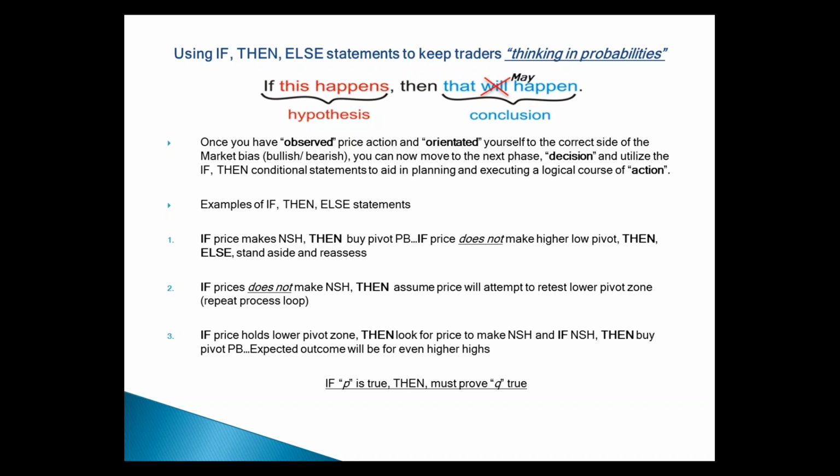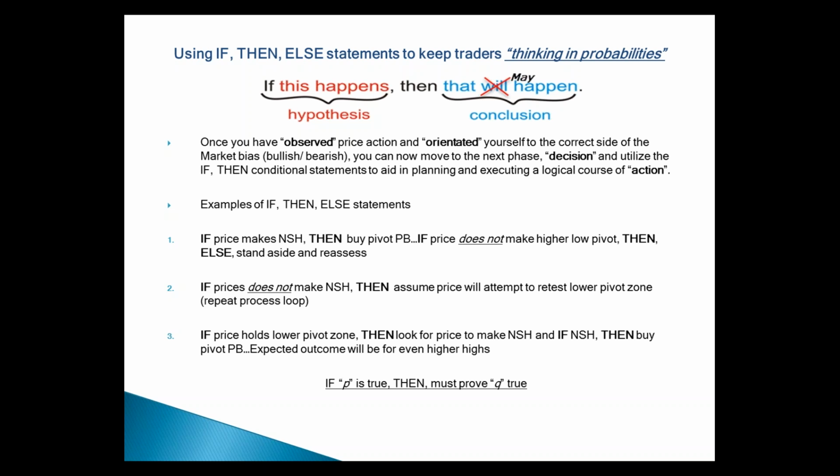Very simply, we'll start getting into some charting terminology here. In example 1, if price makes a new swing high, then buy the pivot pullback. If price does not make the higher low pivot, then do something else. Stand aside, reassess, go back to the OODA loop, all right? And in example number 2, and we'll take a look at these graphically, by the way, if price does not make the new swing high, then assume price will attempt to retest the lower zone. We want to repeat that process of looping.